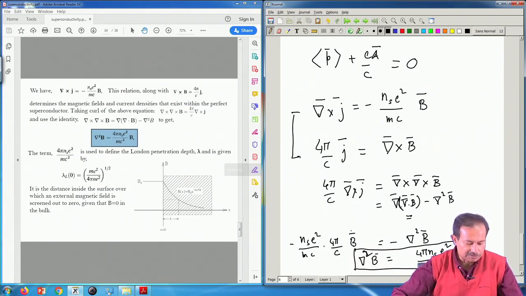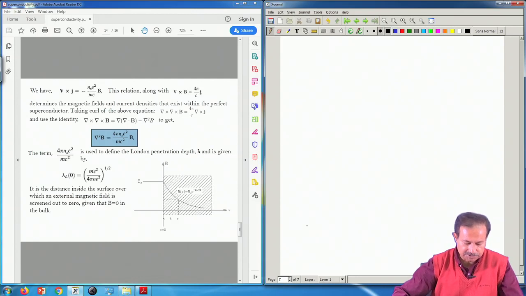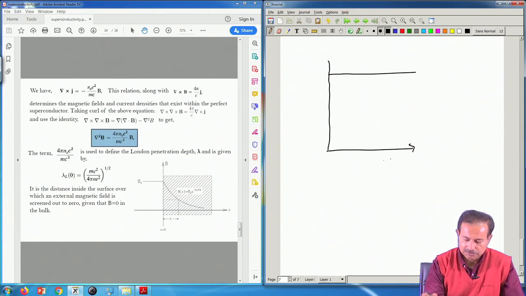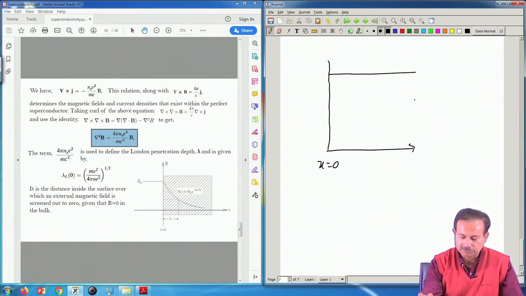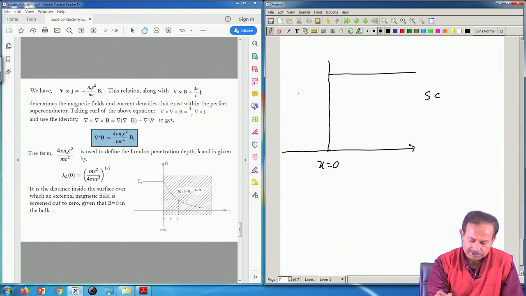Suppose you are in one dimension. Okay. So, let me just draw this geometry. Suppose you have what is called a semi-infinite superconductor. So, from x equal to 0 onwards, the right hand side is superconductor and the left hand side is vacuum. I mean, there is no superconductor here, it is vacuum say. And then you are putting a magnetic field B_0 at x equal to 0, and left of it we have applied a magnetic field.